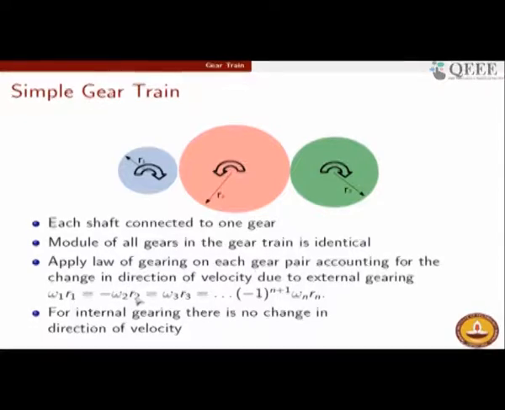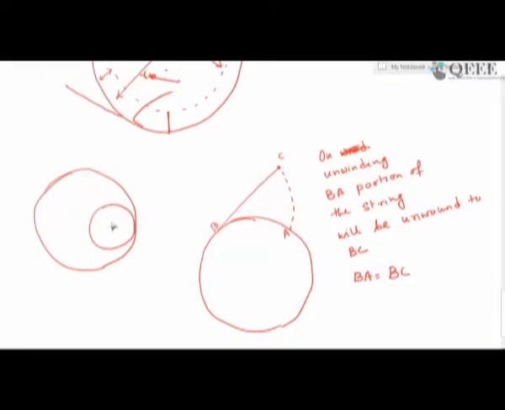And you can also have an internal gear train, wherein there is internal gearing. I think I did not talk about internal gearing, so I will just quickly talk about that. Gears in this fashion, which are internally meshing, you will see that both of them have to rotate in the same direction, right? So internal gears are also pretty common.